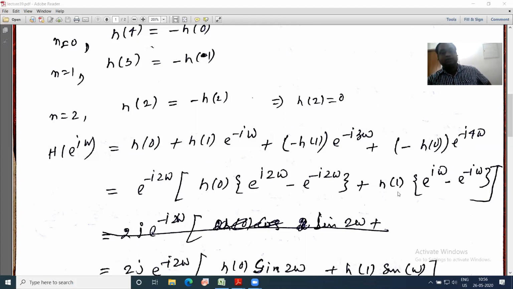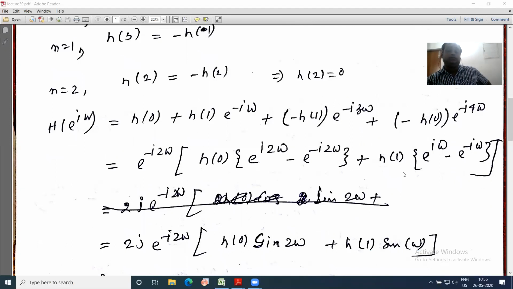Now is it all right? Now h1 I have written here, so e power minus j2 omega times e power j omega means e power minus j omega. So this term h1 into e power minus j omega corresponds to this term, along with e power minus j2 omega, and this is minus, so I can write minus of h1 e power minus j3 omega, e power minus j omega, e power minus j2 omega, that will be there. Okay, I hope this is all right.